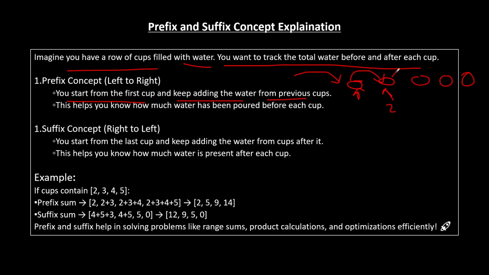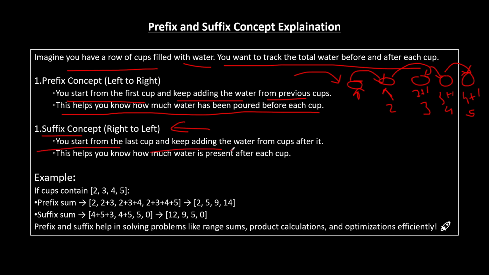Now the third will have 2 plus itself, so it will be 3. And similarly, 3 plus 1, it will be 4. And 4 plus 1, it will be 5. So this will keep on going like this, right? This helps us to know how much water has been poured before each cup, right? And now for the suffix concept, you go from right to left, right? You start from the last cup and keep on adding the water from the cups after it. This helps you to know how much water is present after each cup, right?